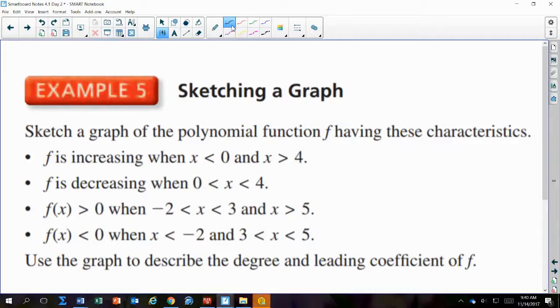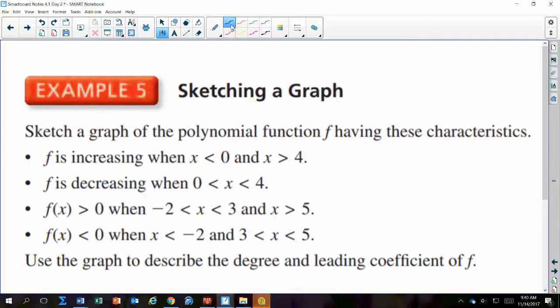It says that the function is increasing when x is less than 0 and when x is greater than 4. The function is decreasing when x is between 0 and 4. F of x is greater than 0 when x is between -2 and 3 and when x is greater than 5. And f of x is less than 0 when x is less than -2 and when x is between 3 and 5. Okay, so let's use the graph to describe the degree of the leading coefficient.